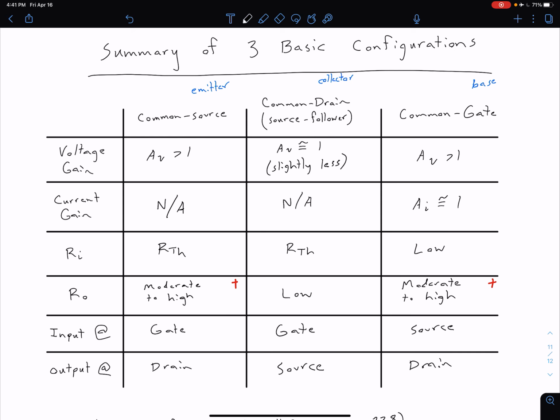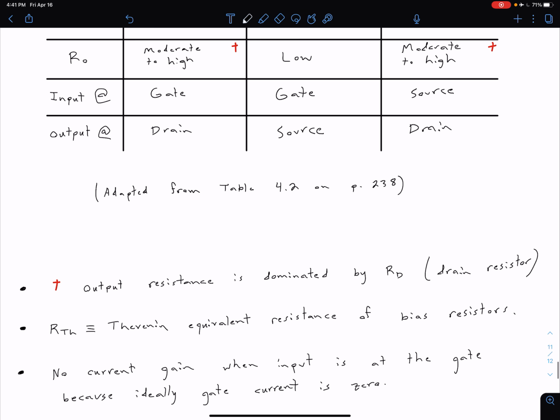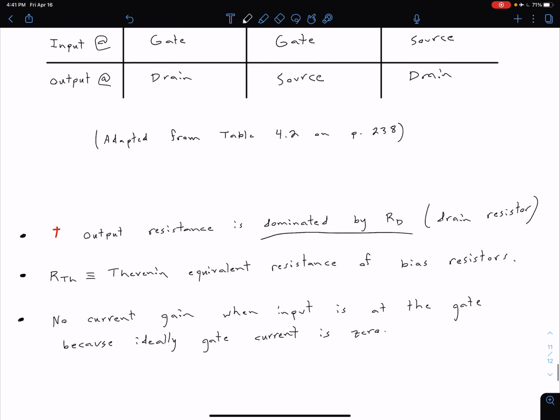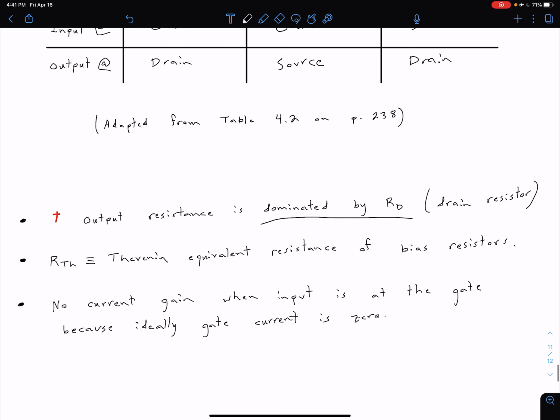Okay, so a couple of notes about this table now that we have it fully filled in. First, let's take a look at this footnote indicated by these red crosses. This moderate to high output resistance turns out is dominated by our drain resistance, R sub D. And we'll see that more clearly when we look at our common source configuration in a little bit. The R Thevenin, as I said, is the equivalent resistance of our bias resistors. Most commonly, we're going to be looking at a voltage divider biasing network. So that's just going to be like our R1 parallel R2 that we saw when we were looking at BJTs.